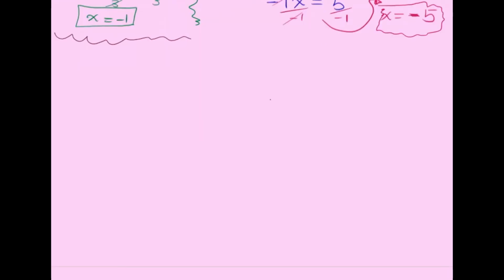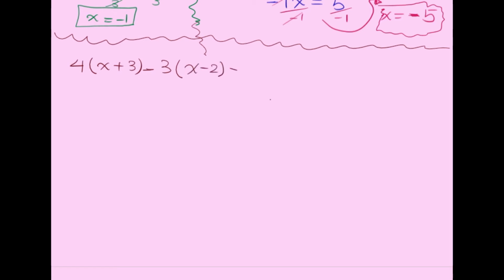Okay, example number 3, let's say. Let's say we have 4 bracket x plus 3 minus 3 bracket x minus 2 equal 3. We are going to solve this one. Because you have a bracket and you have a number in front of it, it means you have to expand. You have a coefficient for the bracket, so 4 should be multiplied inside the bracket. In other words, it should be expanded. Okay, let's do it together.